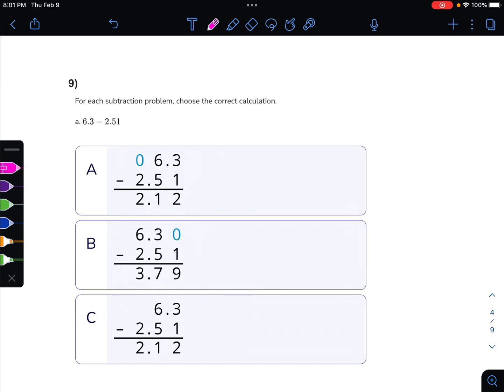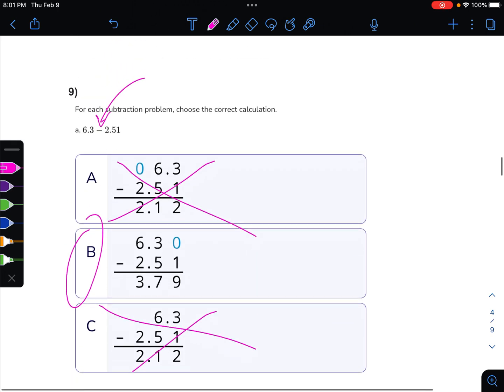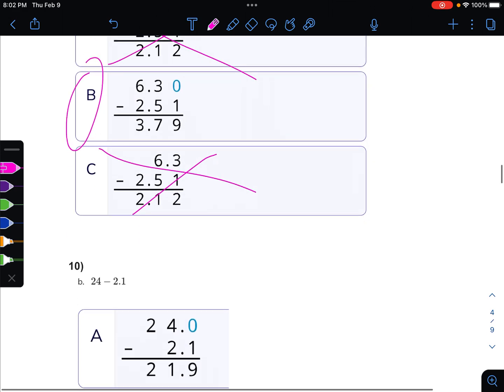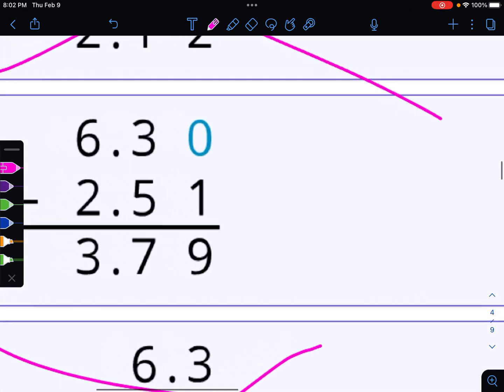Let's do this. What are we doing? Subtraction. Okay, we're trying to find out which one works. Did not line them up. No. Did not line them up. No. It has to be this one. It does. Because you have to line up your decimals when you are subtracting. Wouldn't it be terrible if it was like none of them worked? We wouldn't do that. Would we?